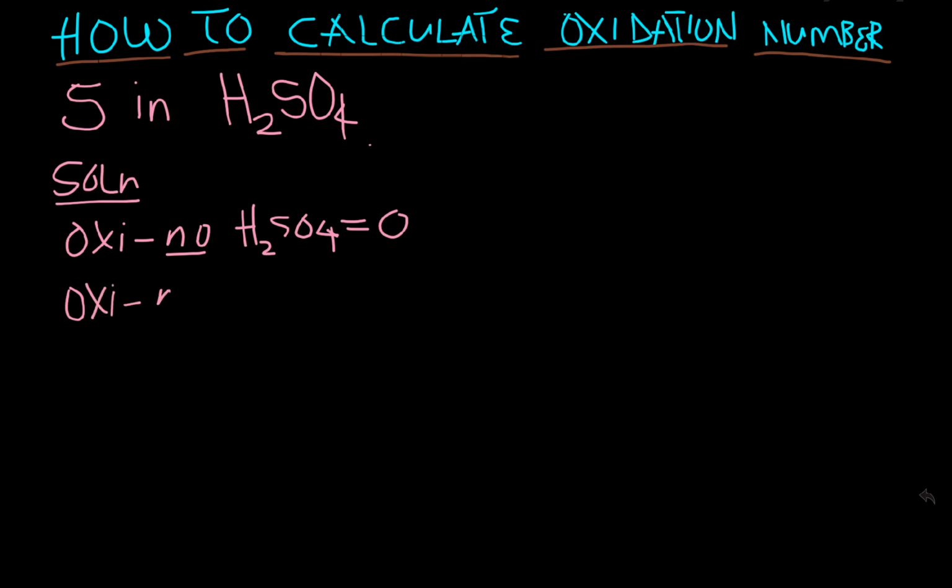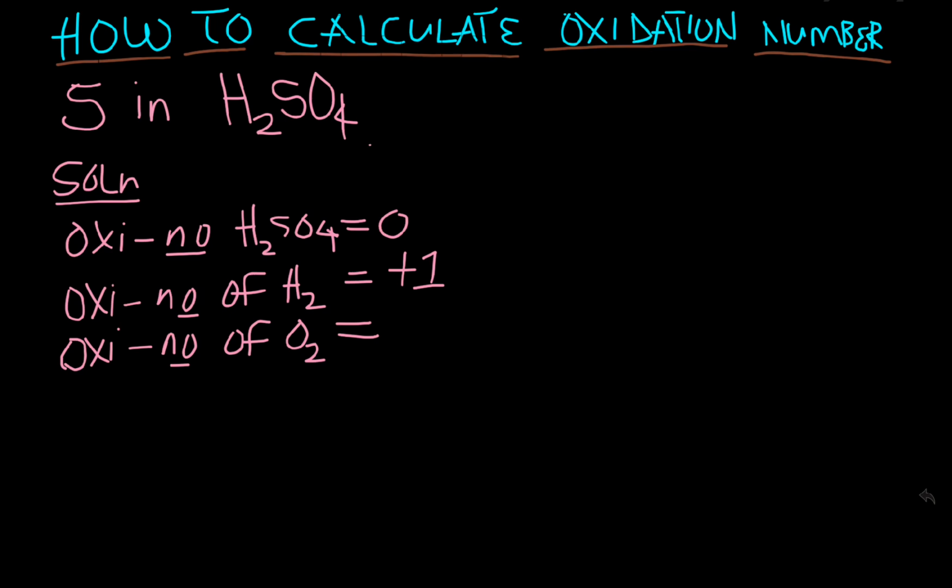Ox number of hydrogen, written as H2, that's hydrogen gas, is actually +1. That's the valency of the oxidation state. And also the one for oxygen is a common one. Ox number of O2, oxygen, is actually -2, right? Yeah, -2. And we are asked to calculate the oxidation number of sulfur, the S.